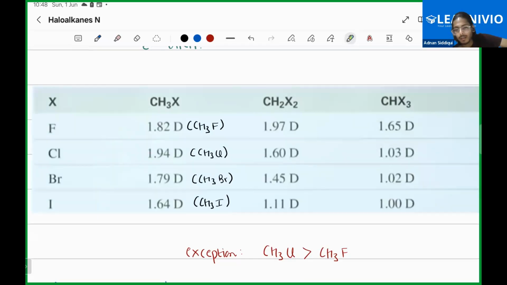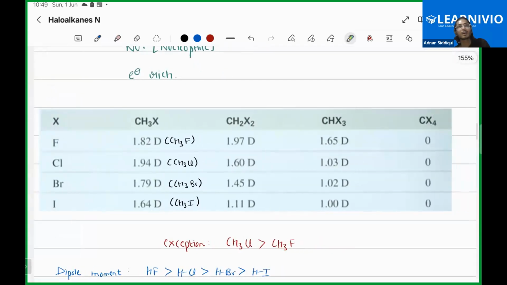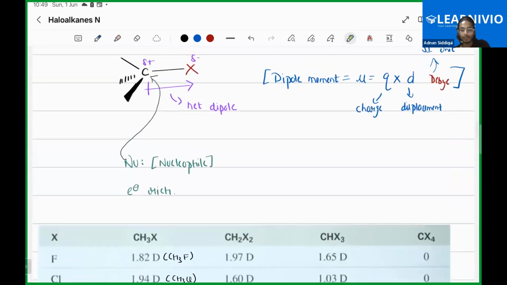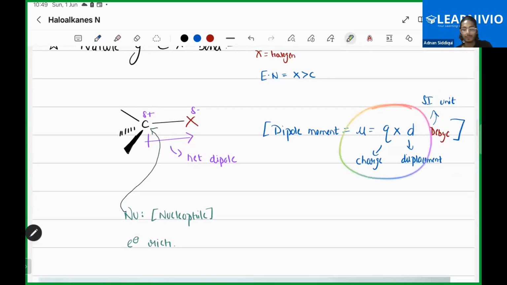So can you guess it, like what should be the case? Sir, van der Waals force. No. Sir, atom size. You can say that, but that's not the entire reason. For this, you have to look at this formula carefully. Here, we have two factors that are contributing. First one is charge, but displacement is also contributing, right?